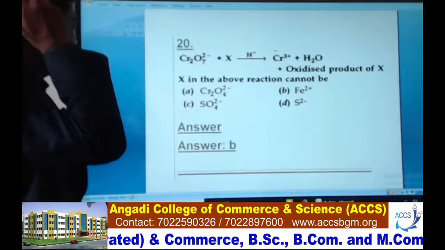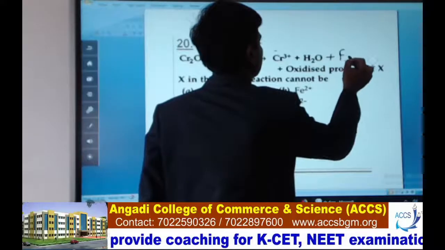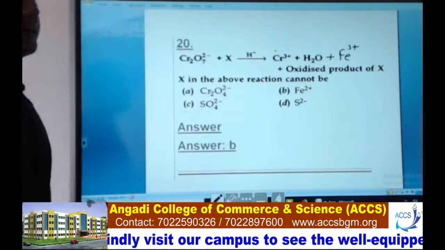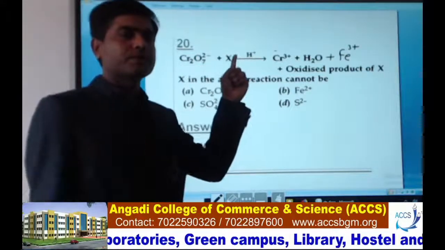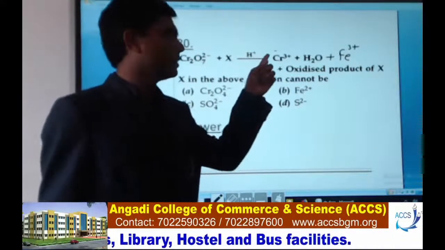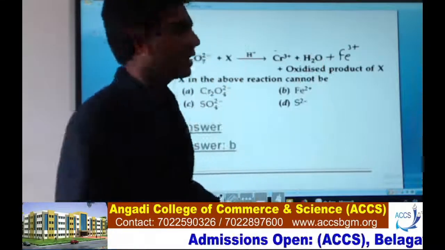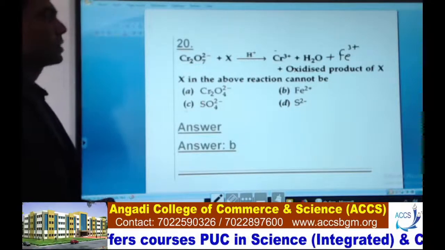So this is the given reaction. Here is some misprint; you have to continue like this. This one is the complete reaction: dichromate ion plus X, some substance added in presence of acid, gives Cr3+ plus H2O plus Fe3+. You have to identify X in the above reaction; it cannot be.